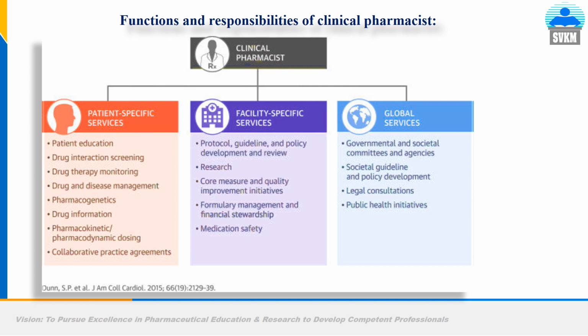So dear friends, this is just a graphical presentation of what we already discussed in our previous slide related to the role of a clinical pharmacist. When you are talking about the role of a clinical pharmacist, it has been categorized into three important segments. The first one is patient centric, the second is organization centric, and the third is a global role. For the patient centric role, we already discussed that they are responsible for patient education, drug interaction screening, drug therapy monitoring, medication management process, drug disease management, pharmacogenetics, and drug information related activity.